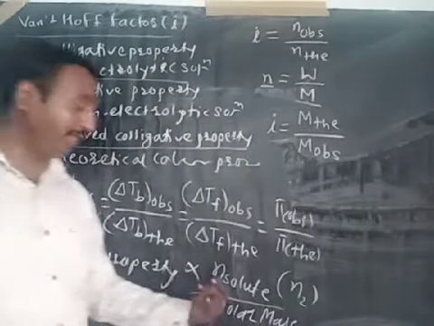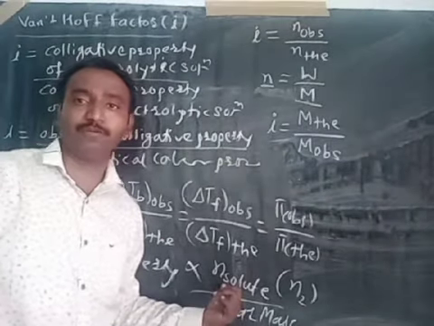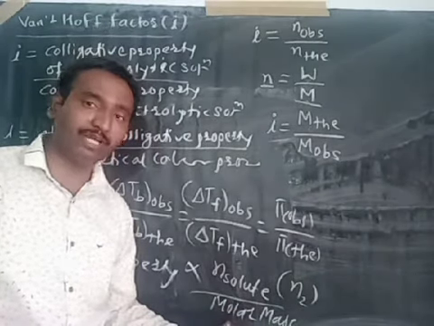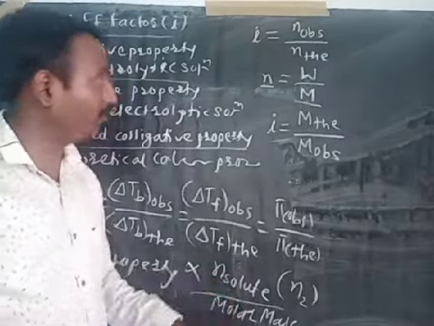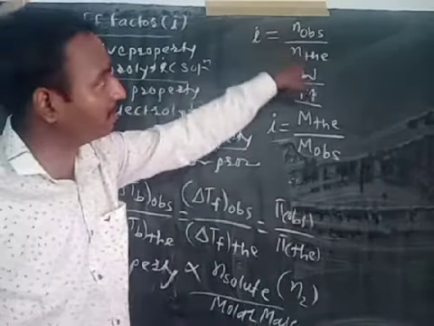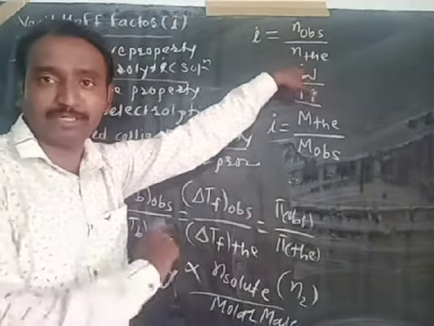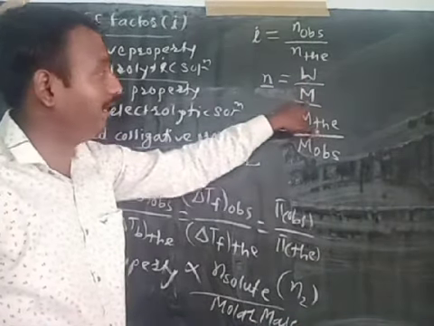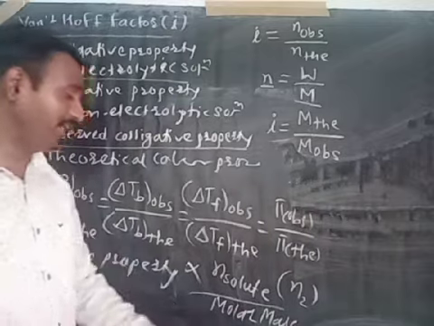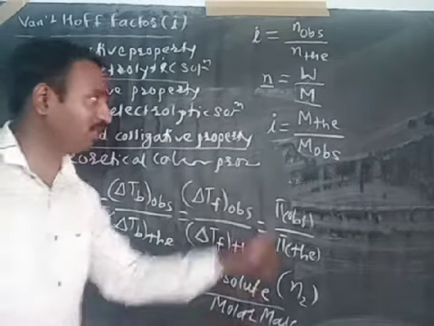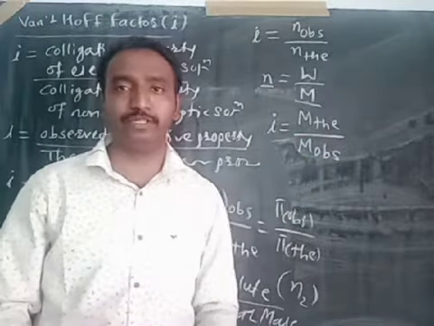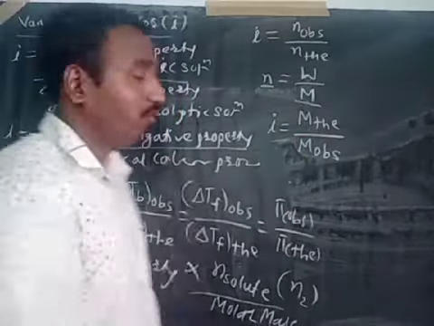But colligative property depends on n, the number of moles of solute, as well as being inversely proportional to molar mass. If it depends on the number of moles of solute, that means i is equal to n observed upon n theoretical, as per the concept. But n is equal to given mass upon molar mass, and molar mass is inversely proportional. That means i will be M theoretical upon M observed. This is the Van't Hoff factor.